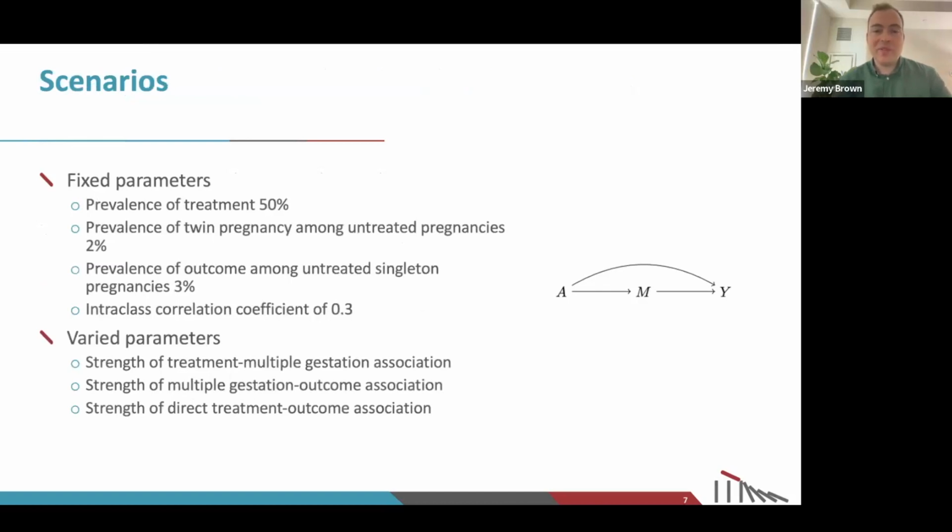In terms of the parameters, we fixed a number of parameters, such as prevalence of the treatment at 50%, prevalence of twin pregnancy at 2%, amongst untreated pregnancies the prevalence of outcome at 3%, and an intra-class correlation coefficient of 0.3. These are values that we might see in practice, for example, of the prevalence of twin pregnancies, and of the prevalence of an outcome such as congenital malformations. And in the simulations, we vary the strength of the treatment multiple gestation association, as well as the associations between multiple gestation and outcome, and the direct treatment outcome association.